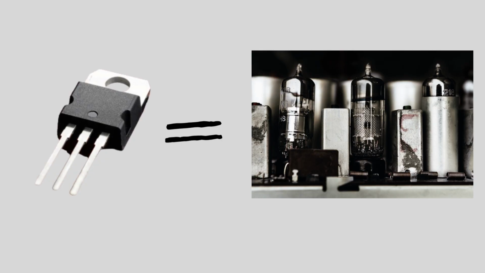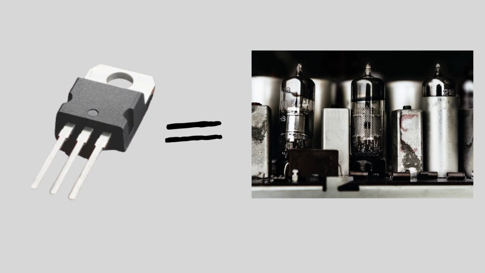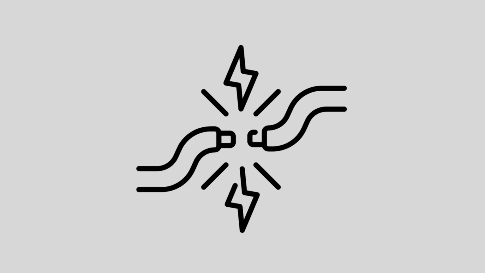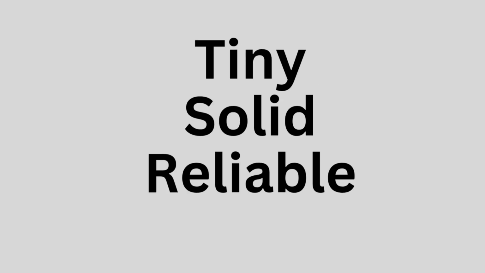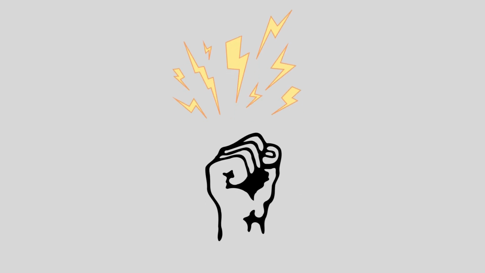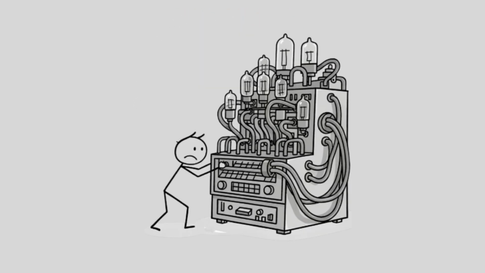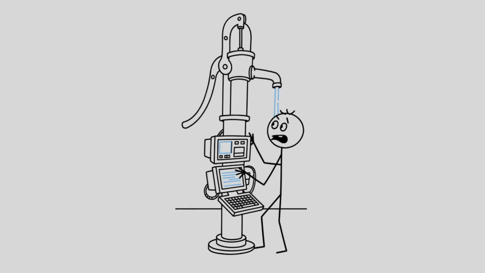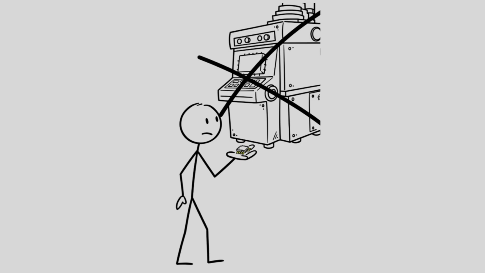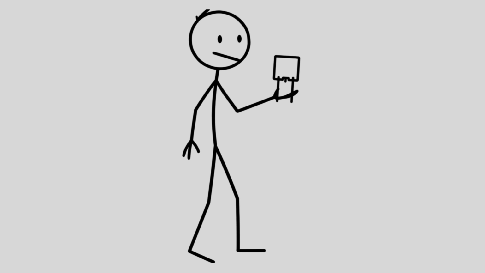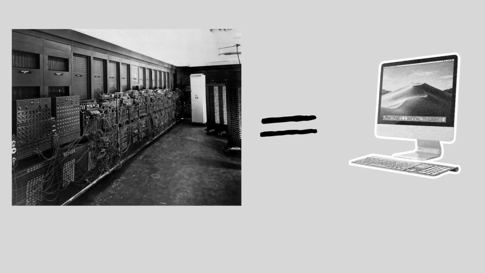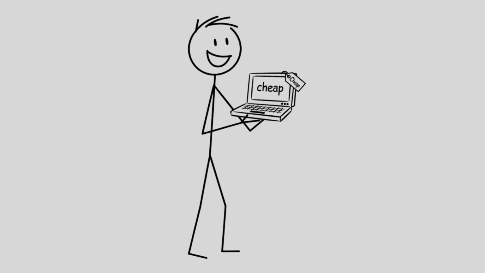A transistor does the same job as a vacuum tube, controls electrical signals, but it's tiny, solid, reliable, and uses barely any power compared to a vacuum tube. Think of it this way. Before the transistor, computers were like old water pumps, huge, heavy, always breaking down. The transistor was like replacing all of that with a tiny chip that fits in your palm. With transistors, computers could get smaller, faster, cheaper, more reliable.